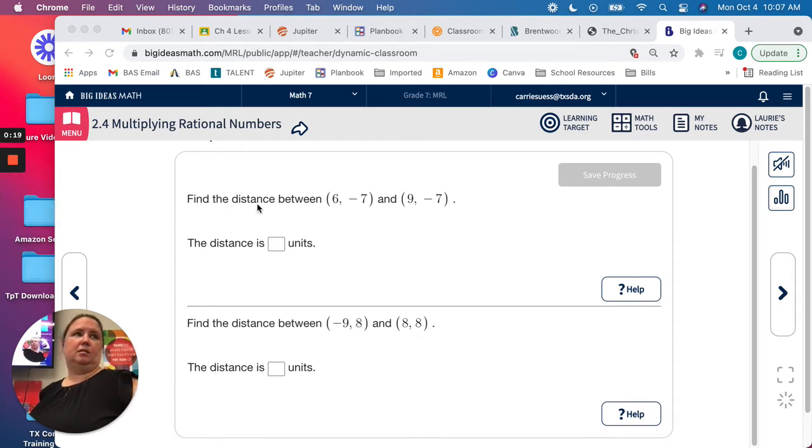Do you need a hint? 7th grade, do you need a hint on how to do this? Oh, inception going on here. Hold on. Here we go.